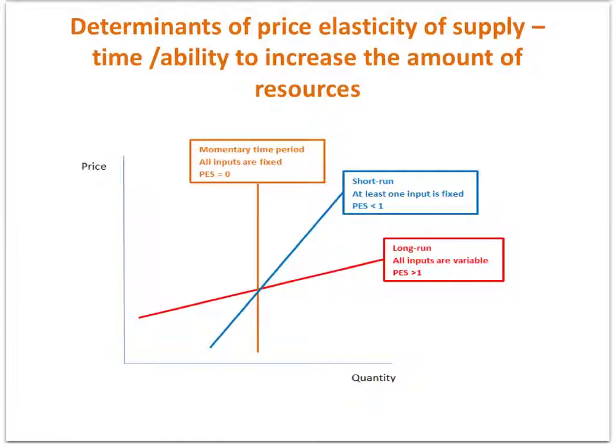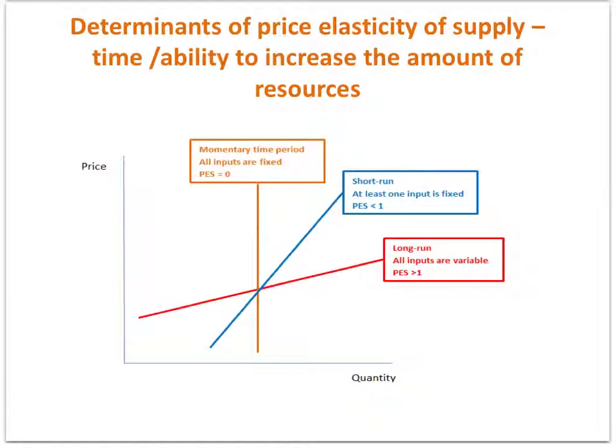In different time periods, producers will have different ability to increase the amount of resources needed for production process. In the momentary time period, all inputs in production process are fixed, so producers can't increase amount of resources and they can't produce more goods. So in the momentary time period, supply will be perfectly inelastic.